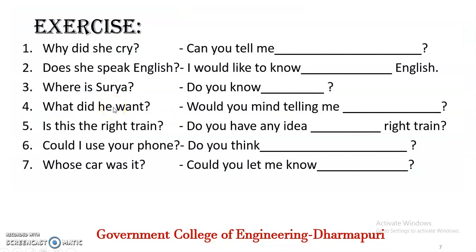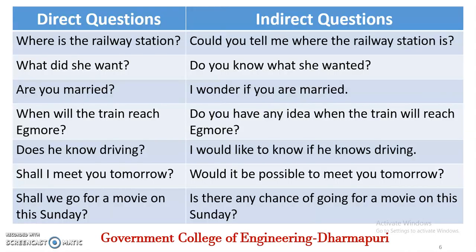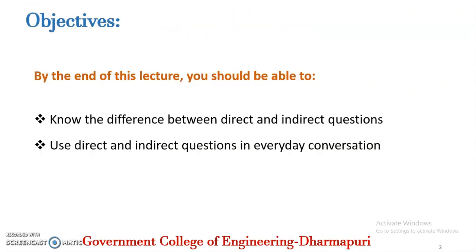And here we come to the final part of this lecture. You see the exercise: Why did she cry? Can you tell me? Please go through these exercises. Some phrases or sentences are given here. Go through these entirely and try to answer these questions, right? I hope you have all learnt the primary difference between direct and indirect questions, and I hope you will use these direct and indirect questions in your everyday conversations, right?